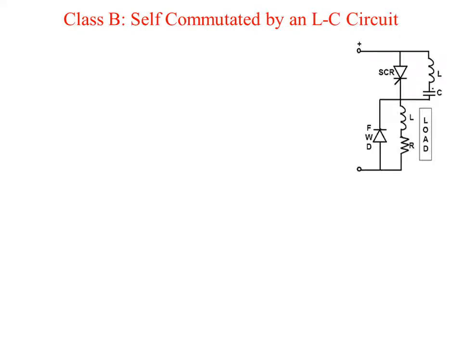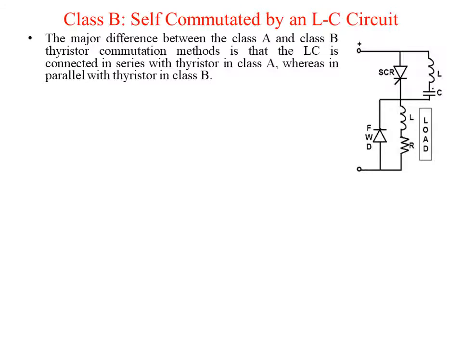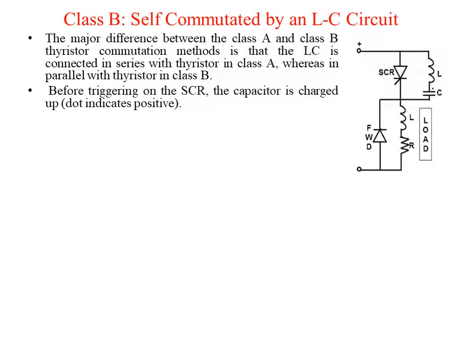Second, class B, that is self-commutated by LC circuit. So this is the circuit diagram on the right hand side. The major difference between class A and class B thyristor commutation methods is that in class A the LC is connected in series with the thyristor, whereas in class B the LC circuit is connected in parallel. Before triggering the SCR, the capacitor is charged up, that is, the dot indicates it is charged to a positive level.